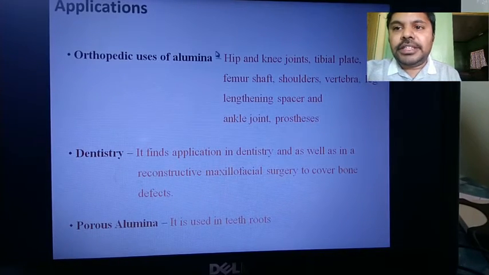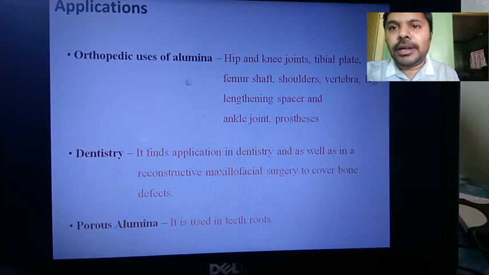Different applications. If we see the applications of alumina, it is used in orthopedic application, dentistry, and porous alumina. In orthopedic application, it is used in hip and knee joints, tibial plate, femur shaft, shoulders, vertebra, lengthening spacer, and ankle joints and prosthesis. These are the different applications of alumina in orthopedics.